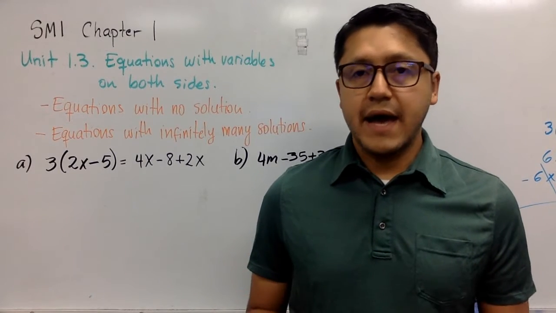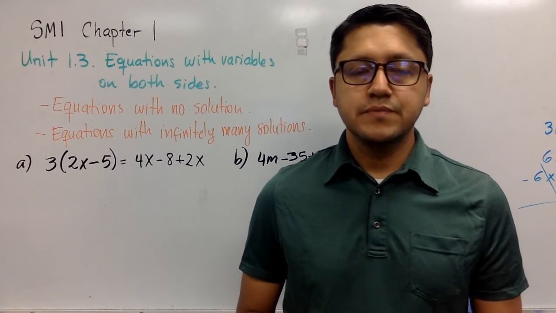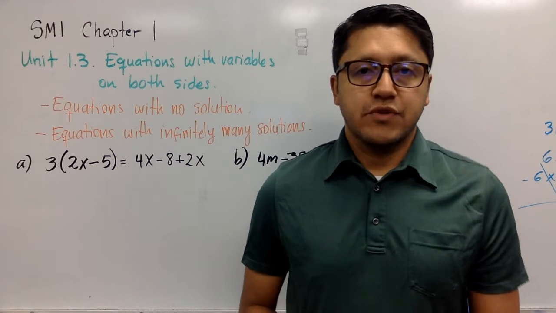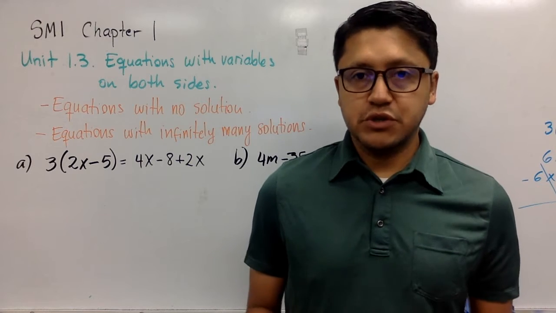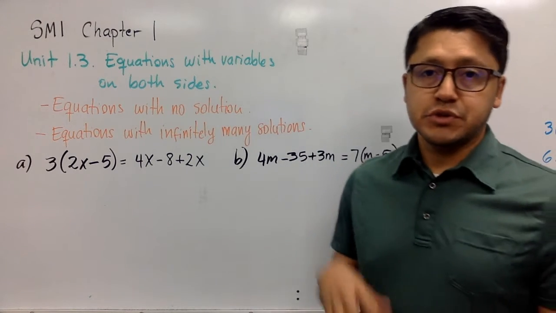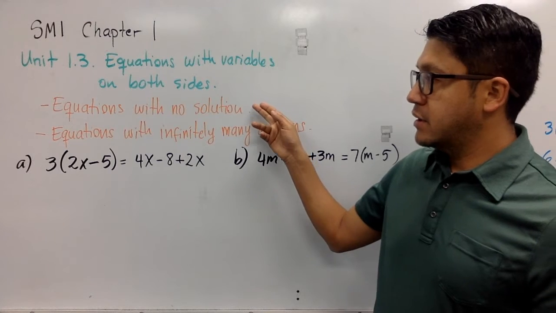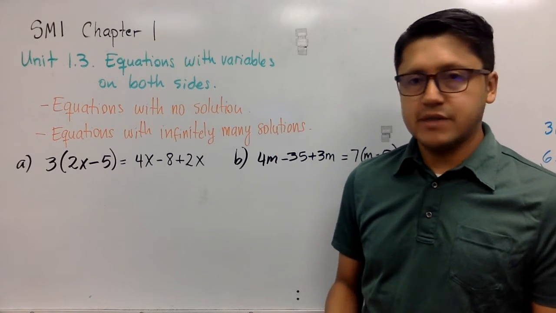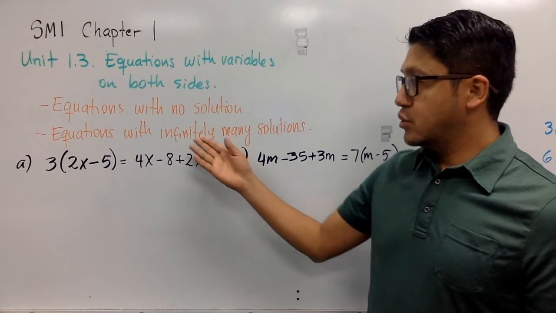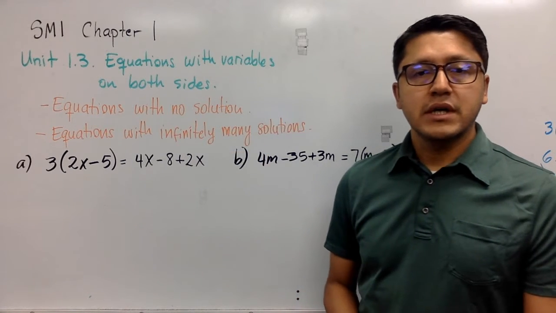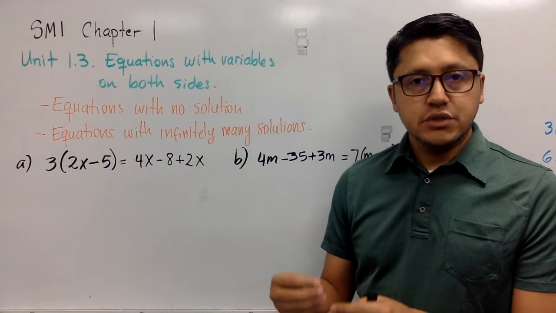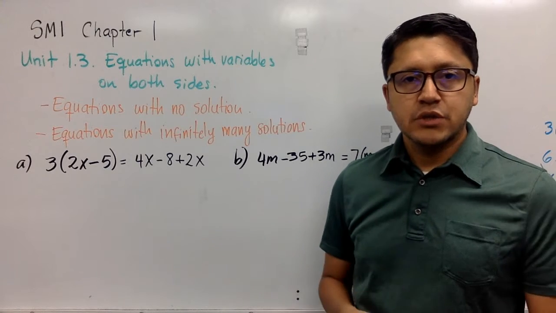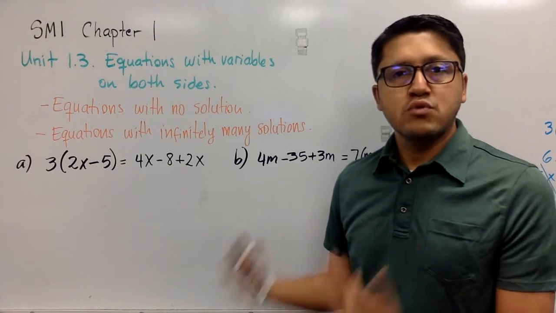This is the last example that we will do for section 1.3 when we have variables on both sides, because we will run into special situations. And these two special situations are when the equation has no solution, and we will see how to identify when an equation has no solution. Also, there will be other situations where when you finish, you will find out that the equation has infinitely many solutions. So let's see how you can recognize that.